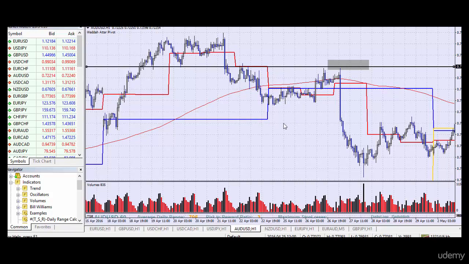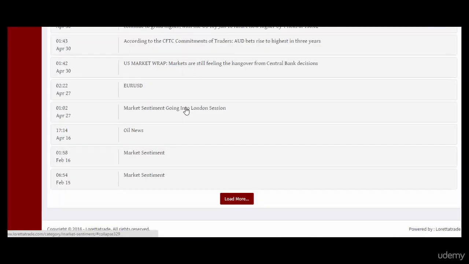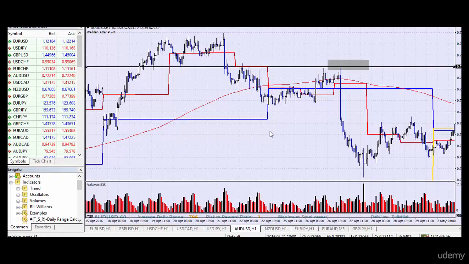Also, if you go to the news feed, you can see the market sentiment. It says this data directly plays into the RBA's monetary policy decision, and this miss has greatly increased chances of an RBA cut at the May 3 meeting, with the probabilities jumping to nearly 50% after the release. So most fundamental traders now are expecting these guys to cut interest rates.